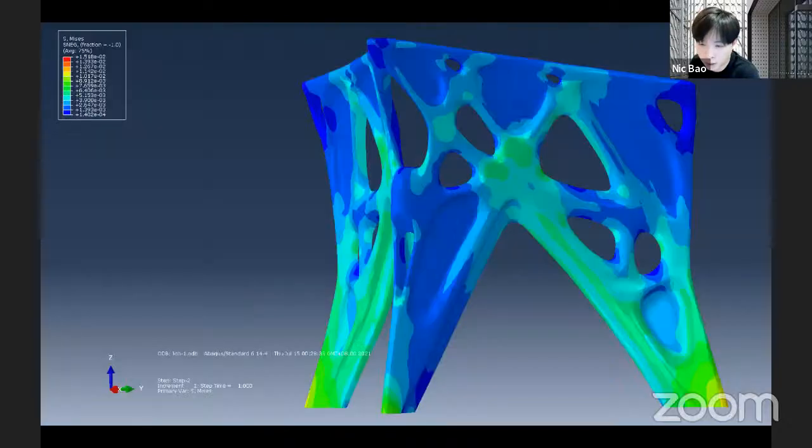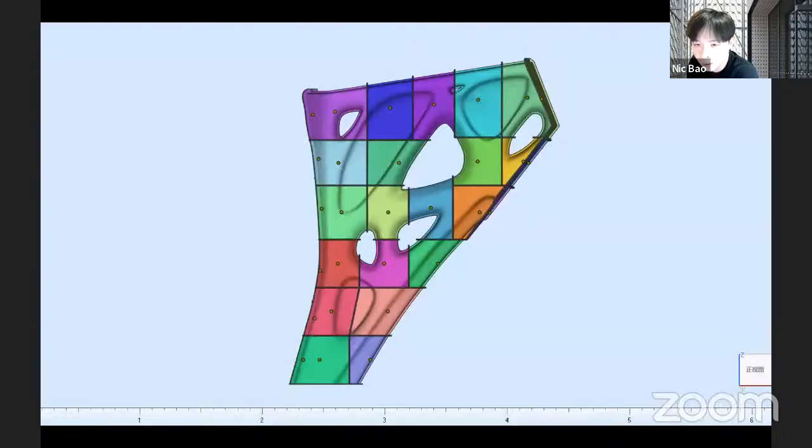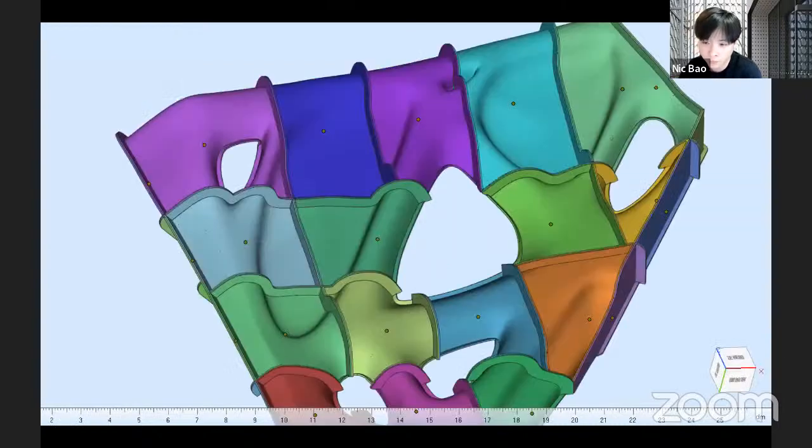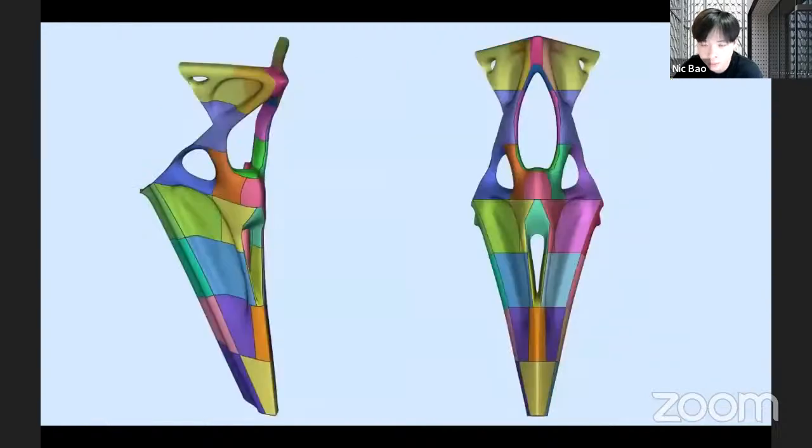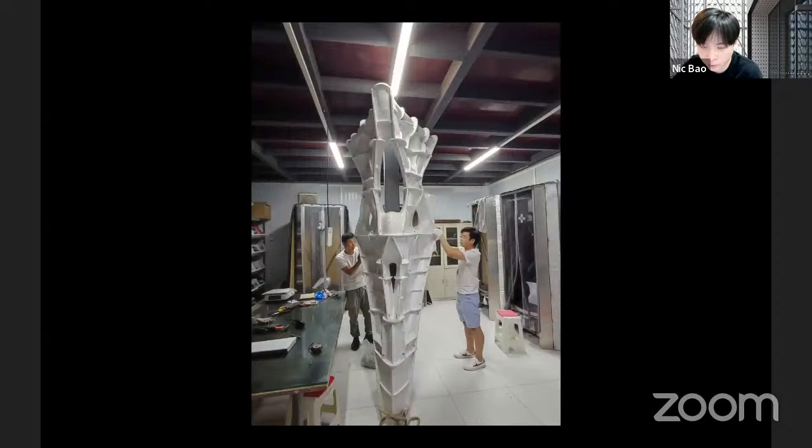Then we tested in Abaqus for the structural performance. Then for the large prototype, we divided the model into different pieces for 3D printing the mold. So this is the mold design. We're working with Dr. Zhou Wei and Pan Jianan for the construction. So this is the middle part of the project. Then we sent it to China for the fabrication.